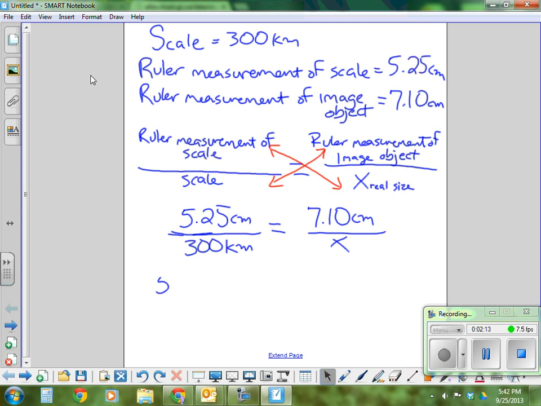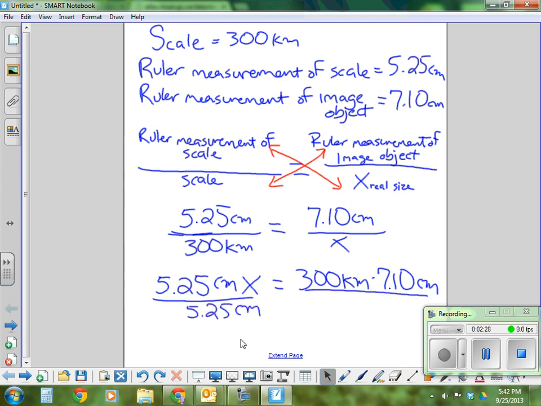All right, so cross multiplication: 5.25 centimeters times x is equal to 300 kilometers times 7.10 centimeters. And then to isolate x here, we need to divide by 5.25 centimeters, which means we need to do it to the other side as well. And then we can cross out accordingly. You will notice on the right side the units, we are also able to cross out the centimeters over here. Okay, so if we multiply and divide, we get an answer of 406 kilometers.